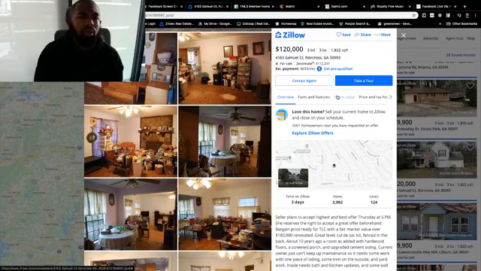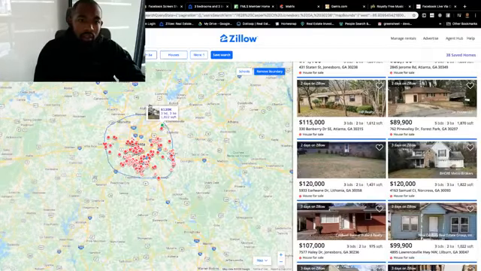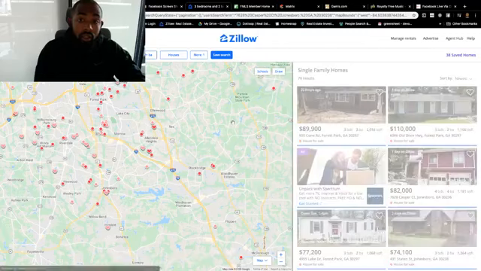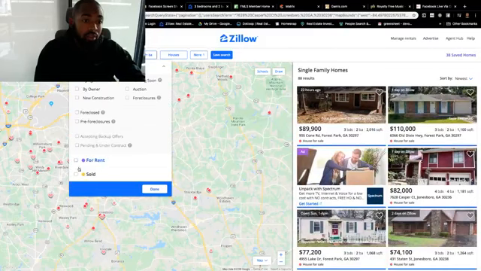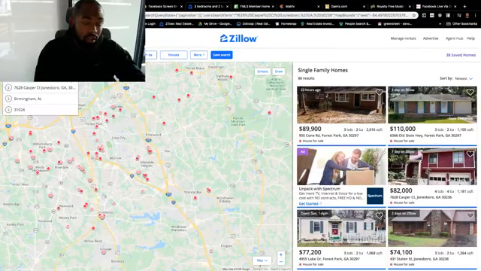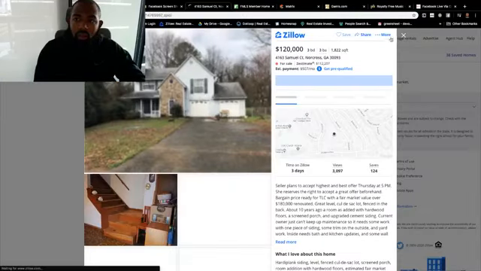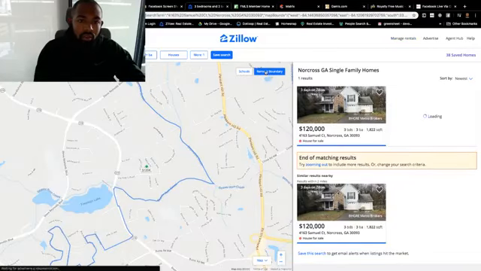Let's take a look. You don't want to trust a lot of agents because they're just trying to sell the house. So let's try to run our comps here on Zillow, and then I'll do the same on the MLS. So I'm gonna knock off for sale and put sold. Here goes the address. Here's our house. All right, we're gonna remove our boundary.